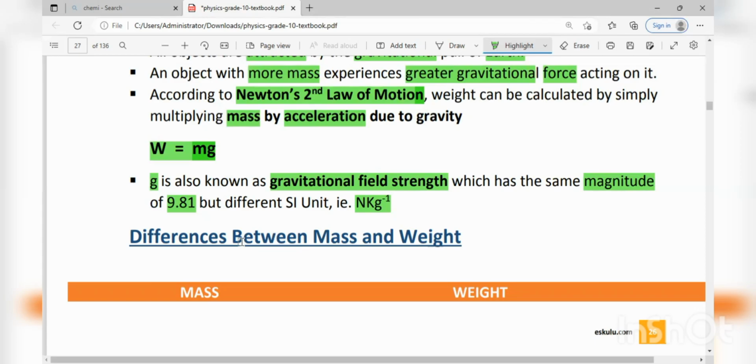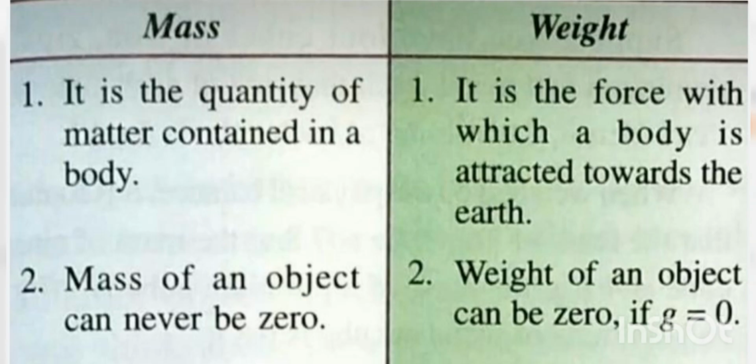Now let's look at the differences. Number 1, mass is the quantity of matter contained in a body, while weight is the force with which a body is attracted towards the earth. Difference number 2, mass of an object can never be zero, while weight of an object can be zero if the acceleration due to gravity is zero.